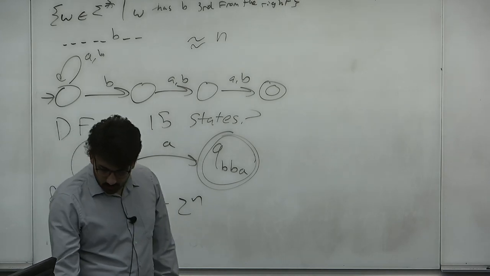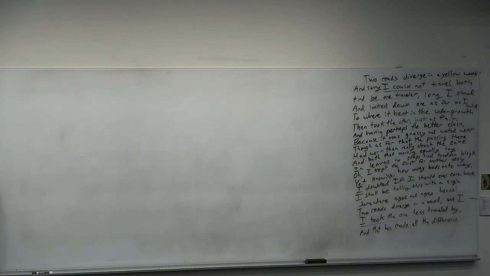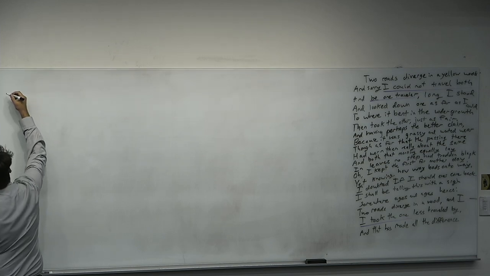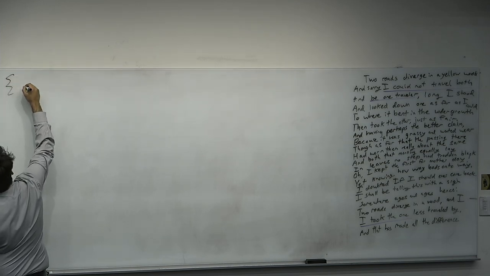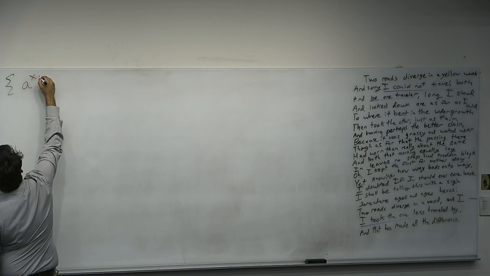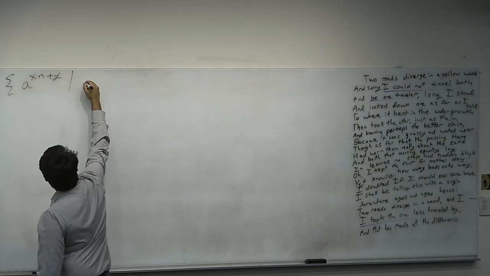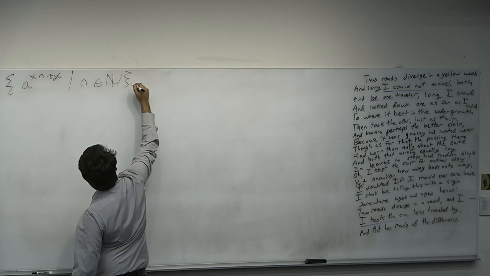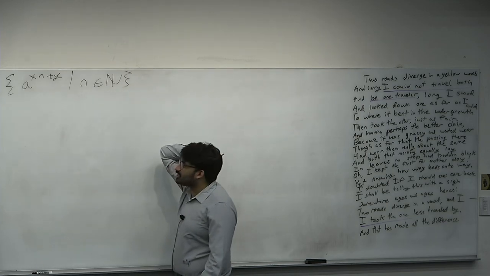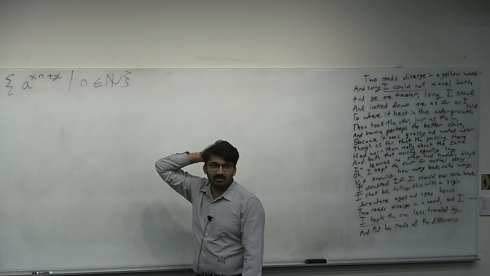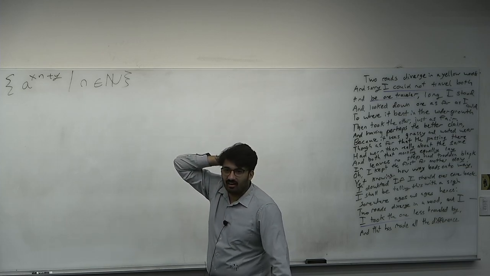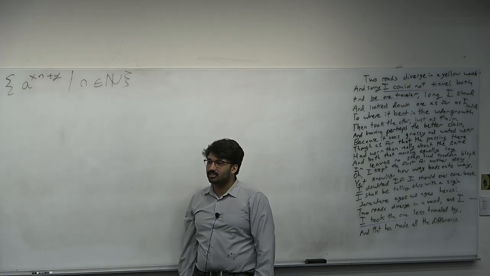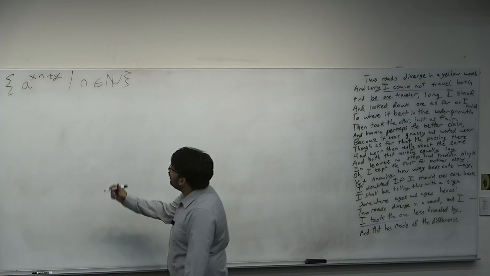Okay, let's do another one. Let's do an arithmetic progression: a to xn plus y, where n is some number, and x, y are constants. This one can be done. We did something like this with a DFA. It's actually not too hard, but you can do it with an NFA a little easier.